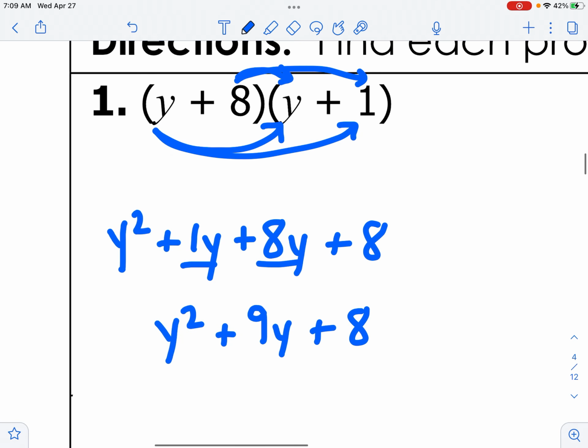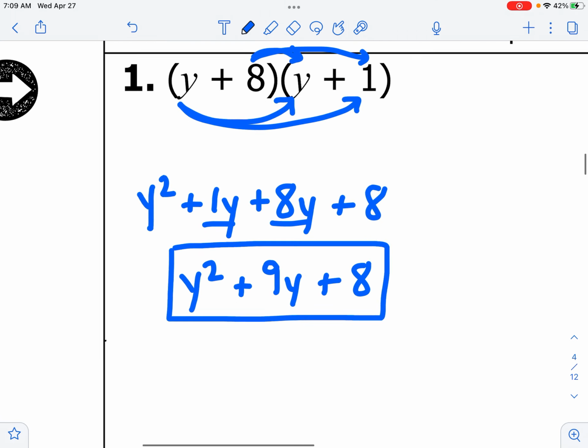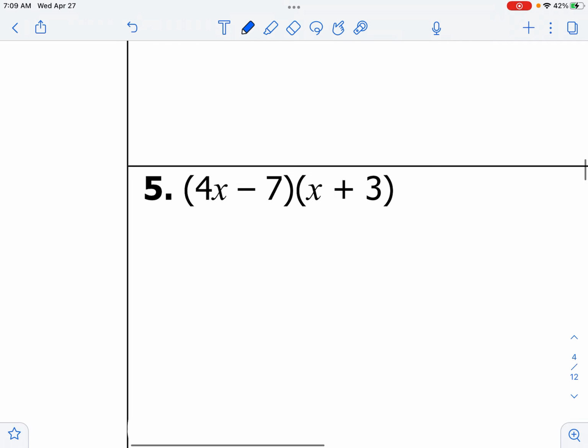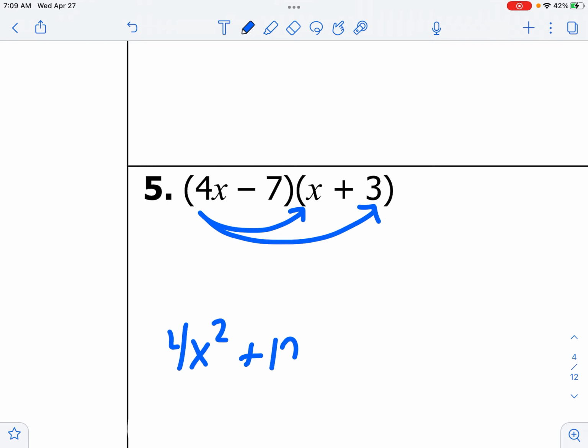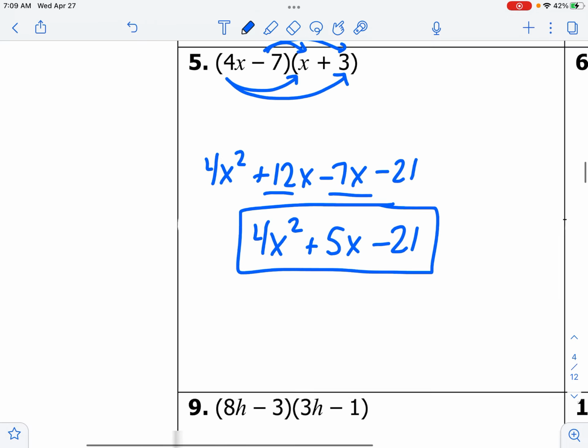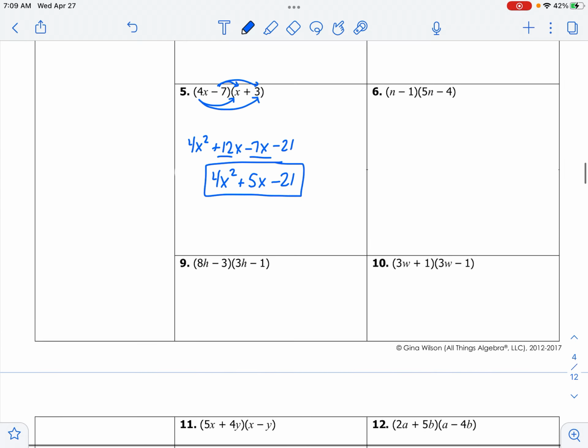If I'm going too fast, you can certainly pause, rewind, or whatever you need to do, all right, to catch up. Next one here, same thing. First, 4x times x, 4x squared. Outer, 4x times 3, 12x. Inner, negative 7 times x, negative 7x. Last, negative 7 times 3, negative 21. All right, I combine my like terms. I get 4x squared plus 5x minus 21. Best answer.